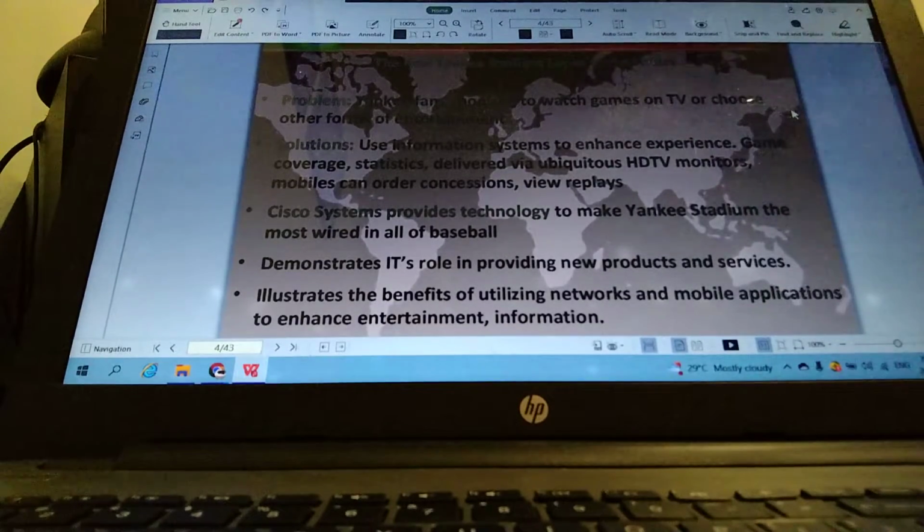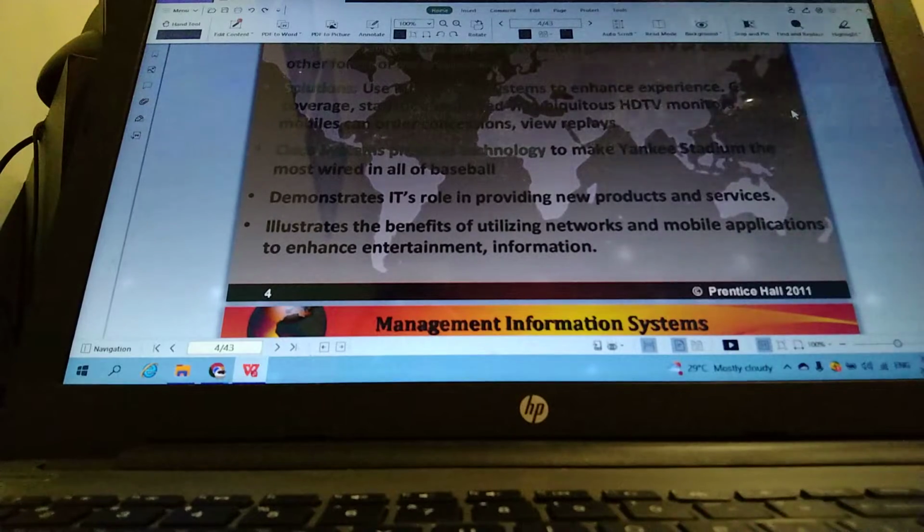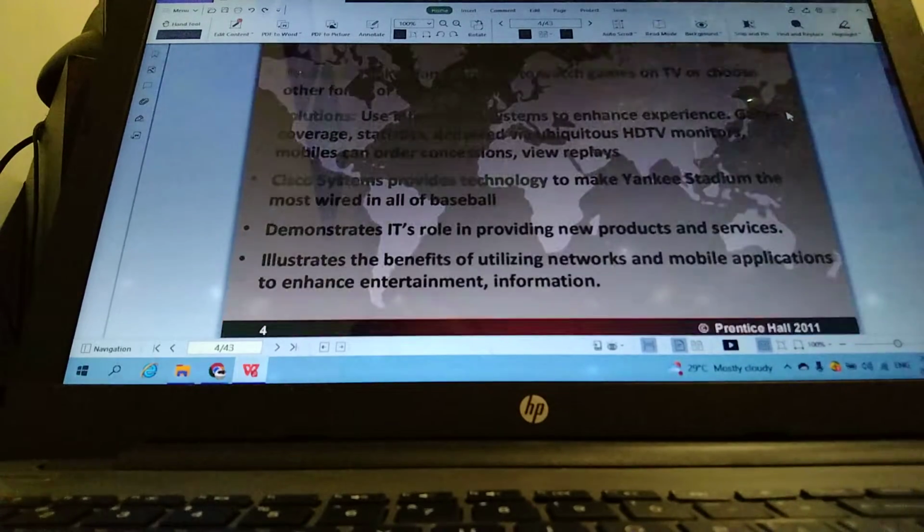Finally, one of the recommendations is to illustrate the benefit of utilizing networks and mobile apps to enhance entertainment and information. So this is an example if you come across such a question in your final exam. In the final exam, the scenario will be something similar to this, where you will be given a case study and then asked to give some recommendation or solution. So you can do the same.